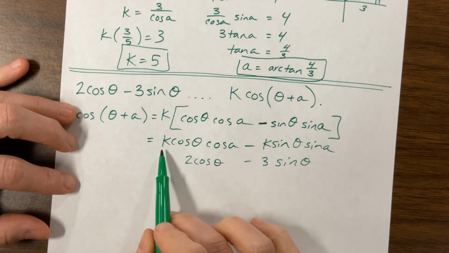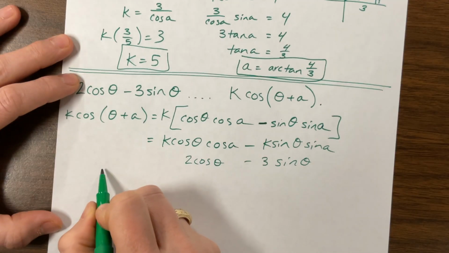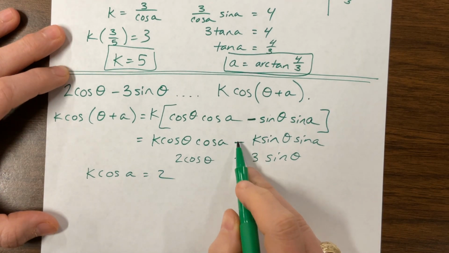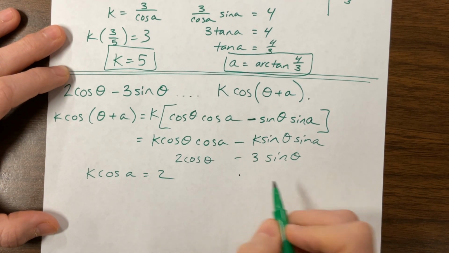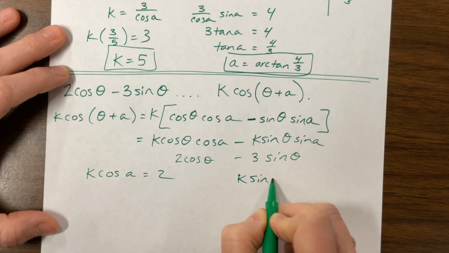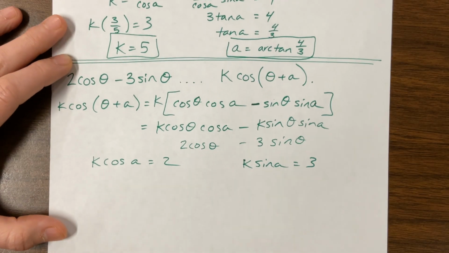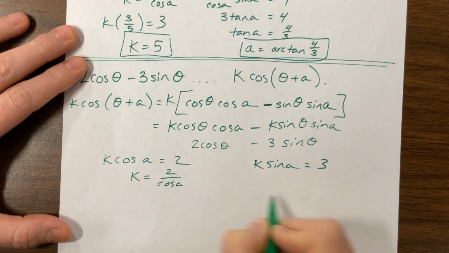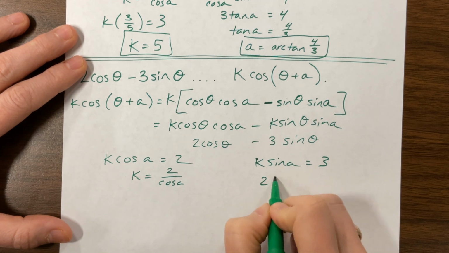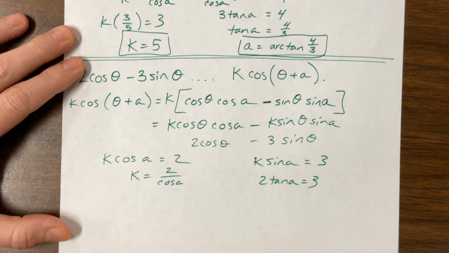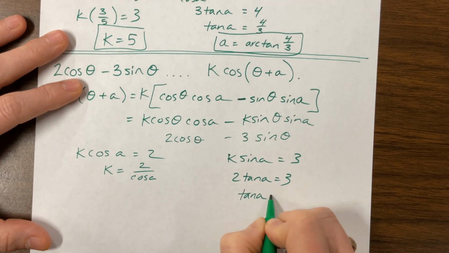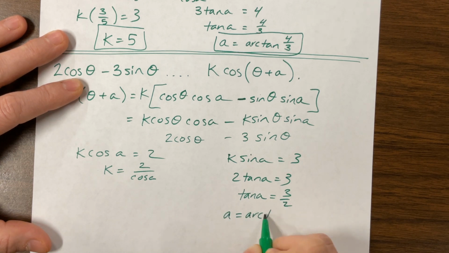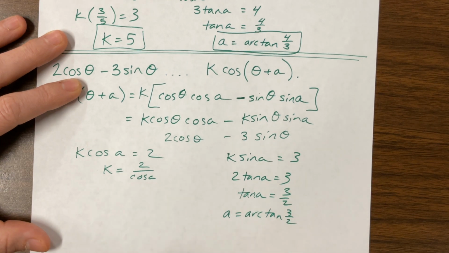I have 2 will be equal to k cosine A. So k cosine A equals 2. And then over here, this is a negative, and those would cancel out. So this 3 is going to be equal to k sine A is equal to 3. This is very similar to the last one. Now k is equal to 2 over cosine A. Plug this in over here, and I see 2 tangent A is equal to 3. Therefore, tangent of A is equal to 3/2. So A will be equal to the arctan of 3/2.